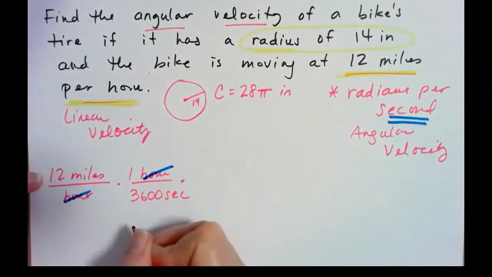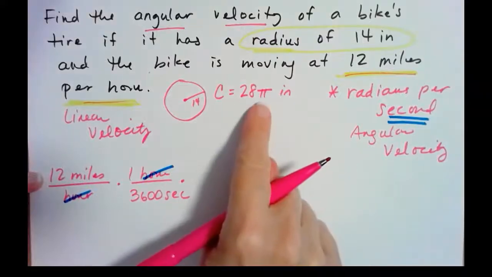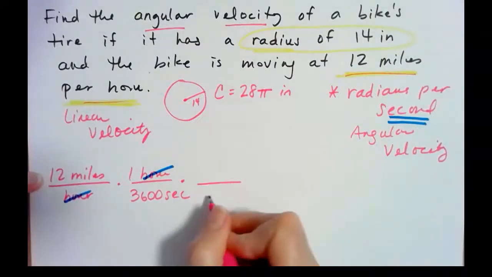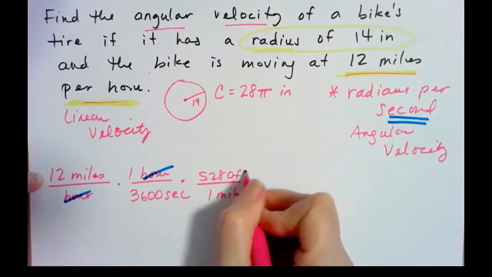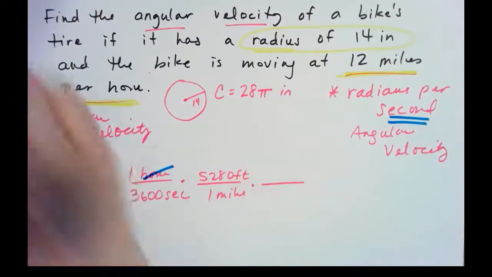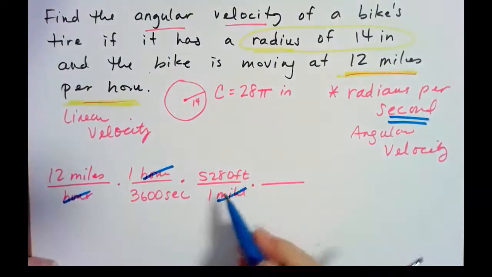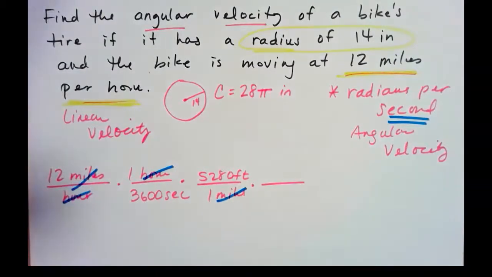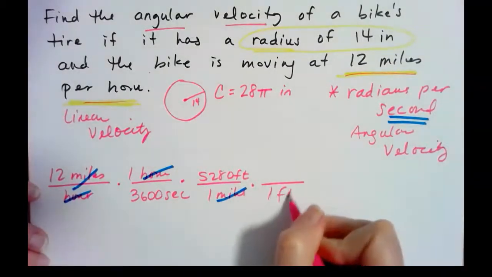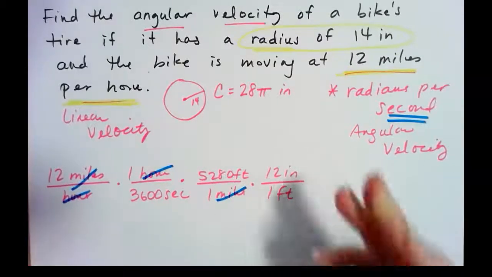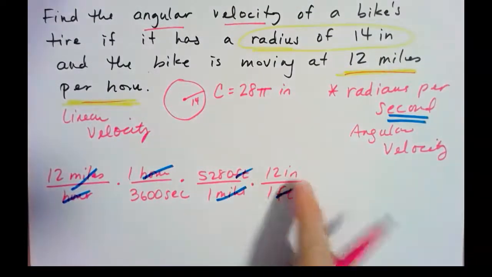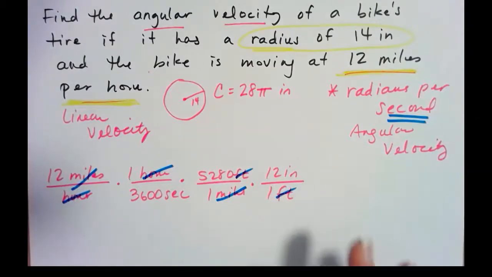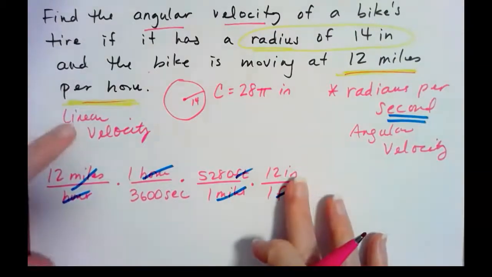Now let's go from miles to inches since our circumference is given in inches. So 1 mile is equal to 5,280 feet. And that allows us to cancel our miles. Think about what we want to cancel because that's what we want in our unit multipliers. Then 1 foot is equal to 12 inches. Feet cancel. Now we've got inches, and now we need to relate inches per second, which is a linear velocity.